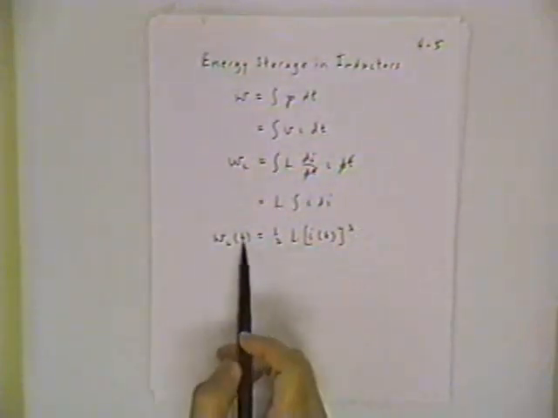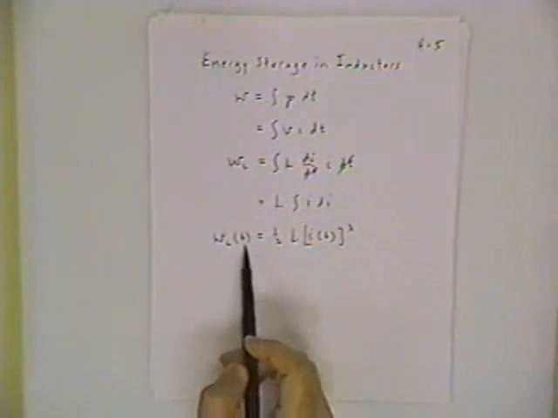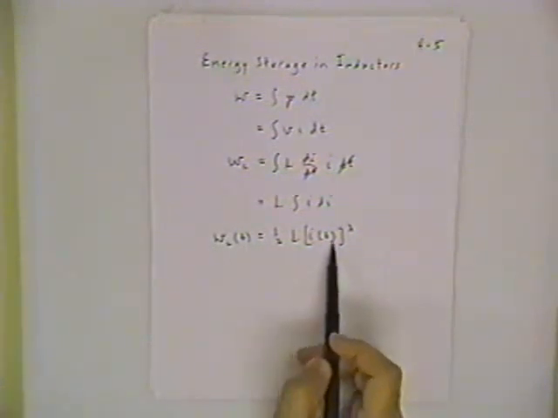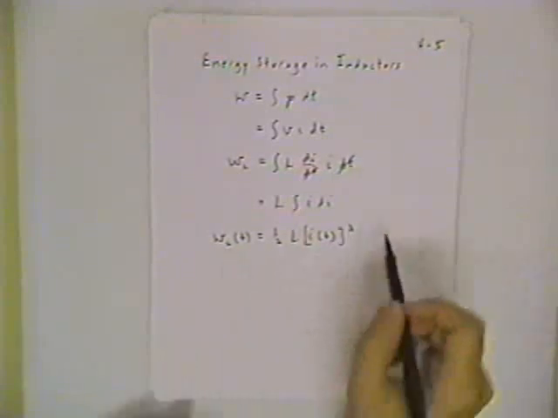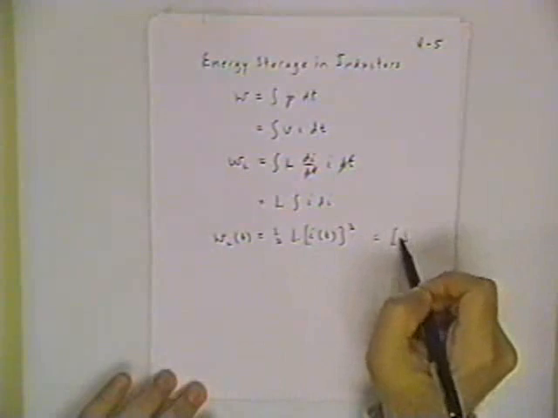So at any time t, if I want to know the energy stored in that inductor in the form of magnetic fields, I just need to know the current going through the inductor, square that current, multiply by L over 2, and that gives me the energy in joules.